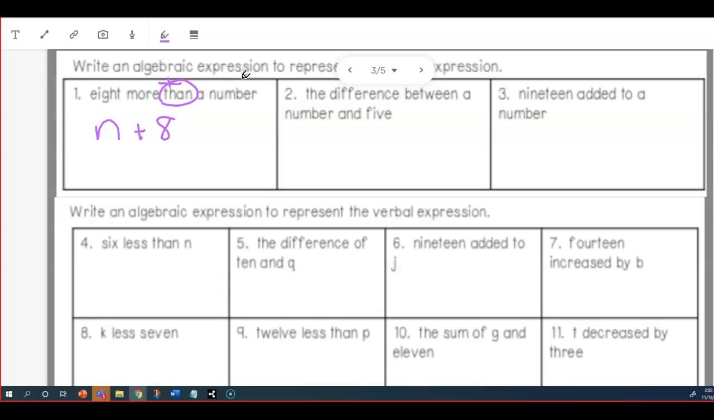The difference between a number and 5. The difference, what operation is difference? Subtraction. The difference between a number and 5. Number comes first. So we're going to call it n minus 5.